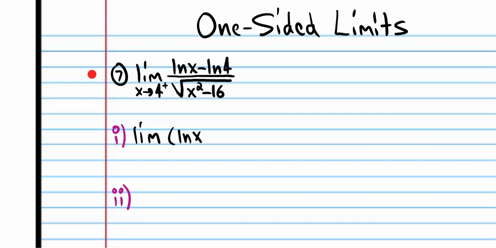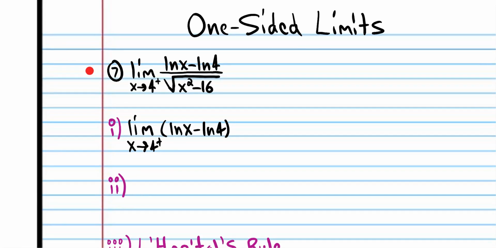But let's see if we can use L'Hopital's rule. So let's figure out what the numerator approaches as x approaches 4 from the right. And this is a continuous function, so we can just plug in 4, and we get 0. So far it seems that we can use L'Hopital's rule.